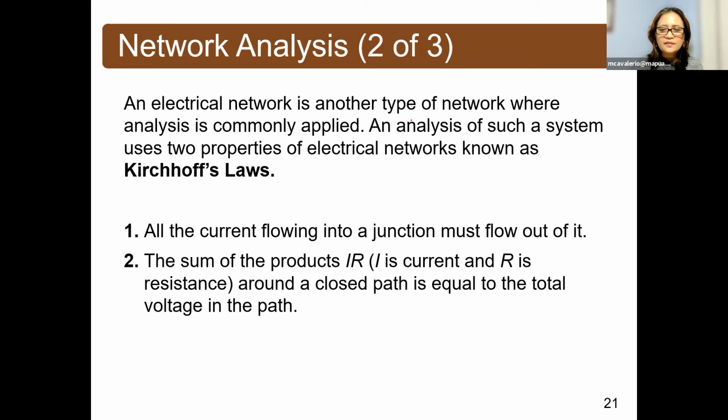An analysis of such a system uses two properties of electrical networks known as Kirchhoff's laws. According to Kirchhoff, all the current flowing into a junction must flow out of it, and the sum of the products I times R, where I is current and R is resistance, around a closed path is equal to the total voltage in the path.